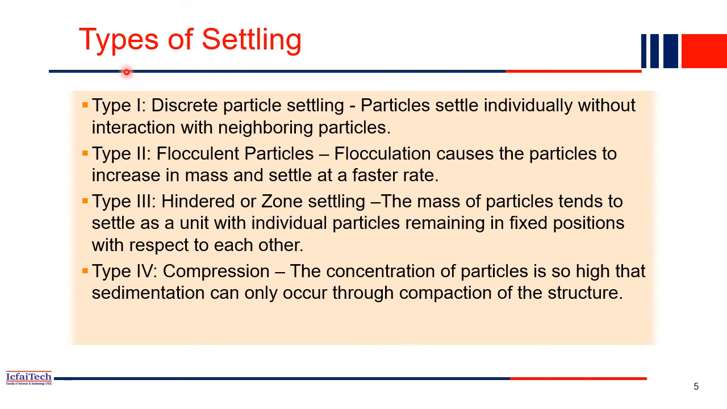The next is types of settling. Largely there are four types of settling you will see. Type one is basically discrete particle settling. So what is happening in discrete particle settling? Let me draw the sedimentation tank again. This is the sedimentation tank, and water is present in the sedimentation tank. So we fill this with the polluted water.